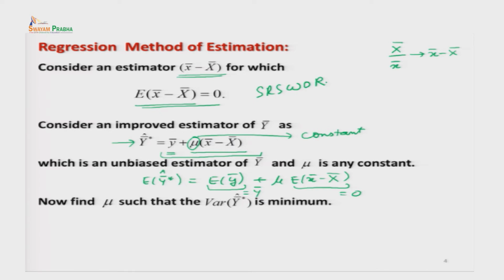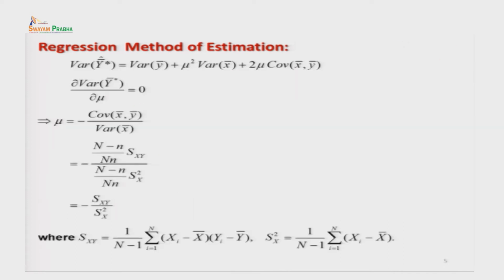The only thing is, if I can find the value of mu such that the variance of this y bar star hat is minimum, then I am done. So that is what I am going to do. I try to find the variance of this estimator. The variance of this estimator will become the variance of small y bar plus mu square times the variance of small x bar plus twice mu times the covariance between x bar and y bar.